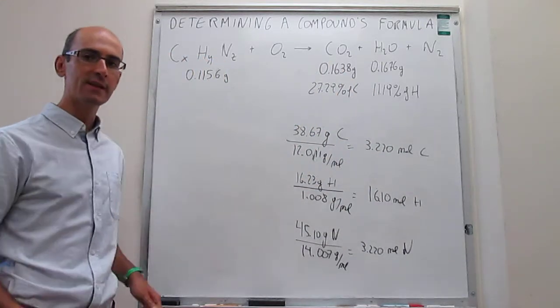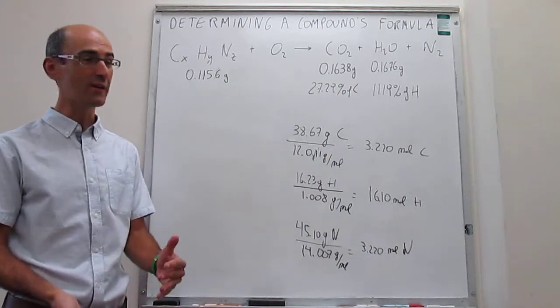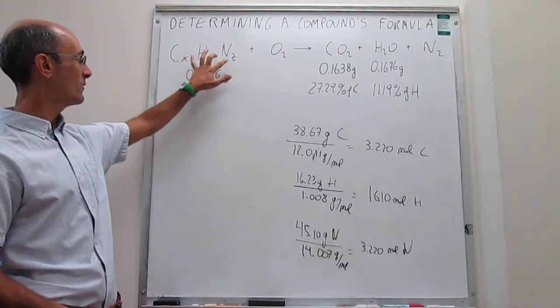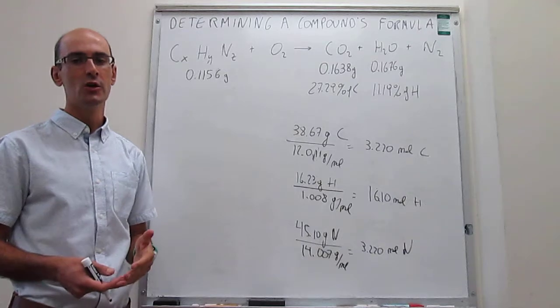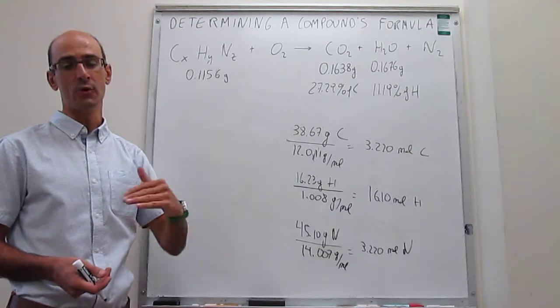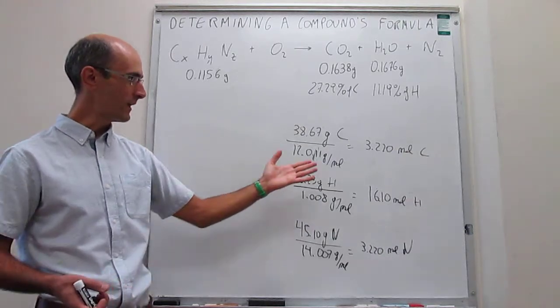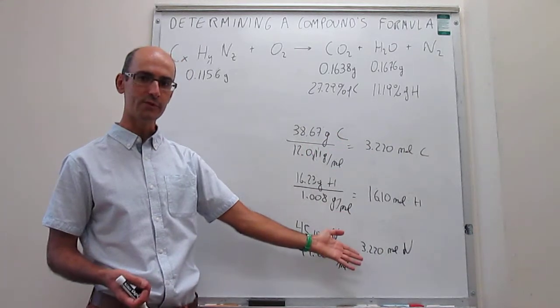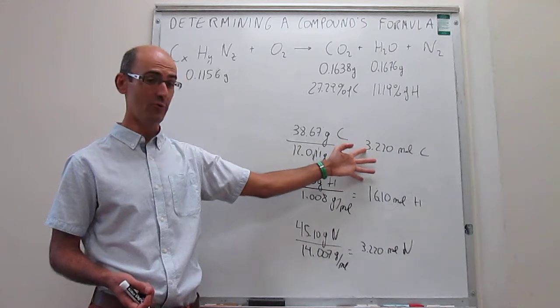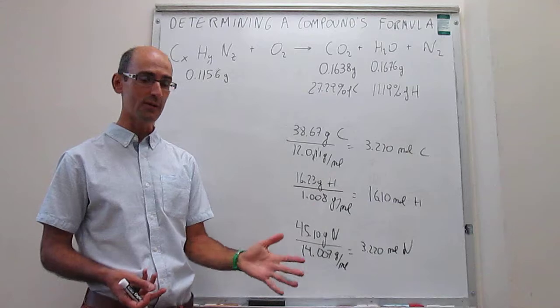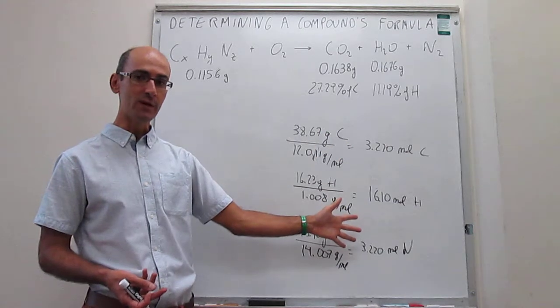So now we have the moles, and we know that the moles are directly related to these coefficients. Of course, when we have formulas, we never use fractional numbers. We use the simplest or smallest whole numbers that we can get. So how do we get low whole numbers from these non-whole numbers? What you do is take the smallest of them and divide the rest by that one.